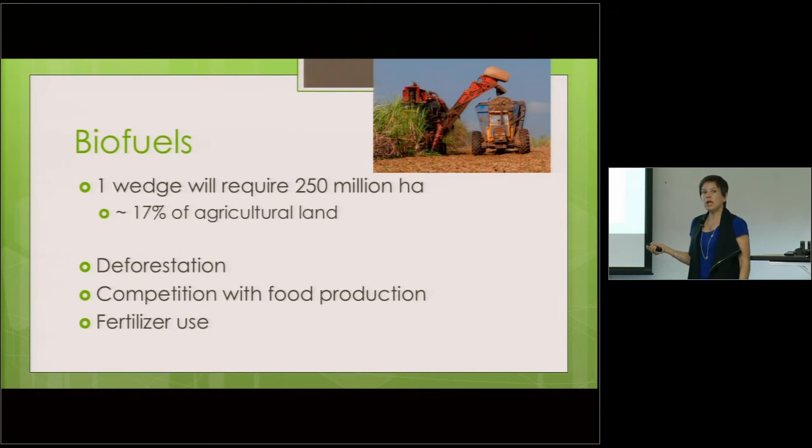Biofuels. So one wedge would require about 250 million hectares, representing about 17% of our agricultural land. That's a lot. And in fact, in many countries, biofuels is already contributing to deforestation. Not good, right? Competition with food production, increased fertilizer use, which will then increase dead zones in the Gulf of Mexico, and so on. So there are costs associated with biofuels as well.